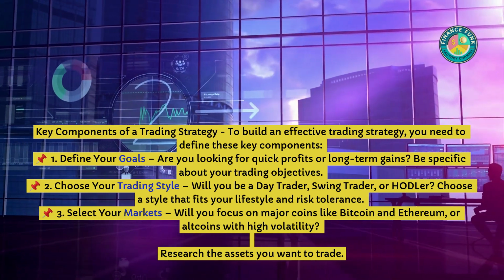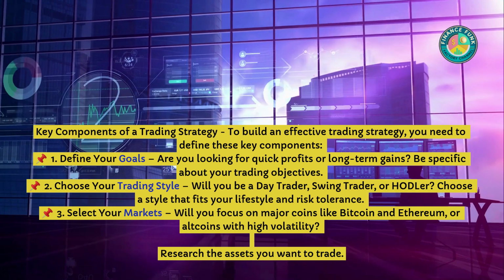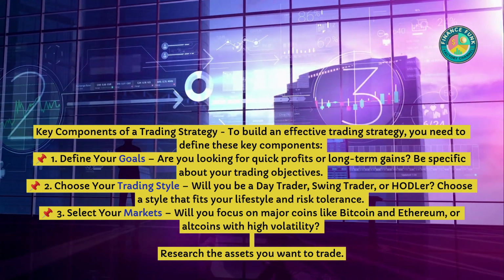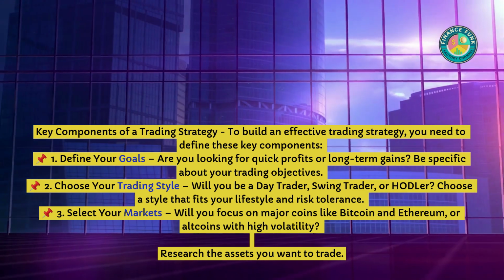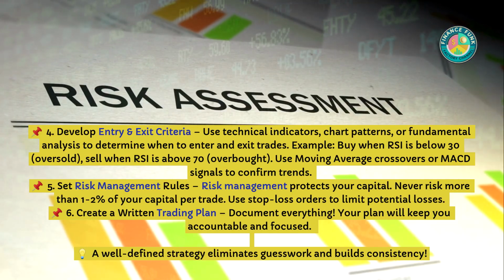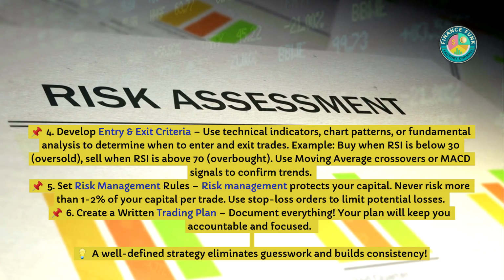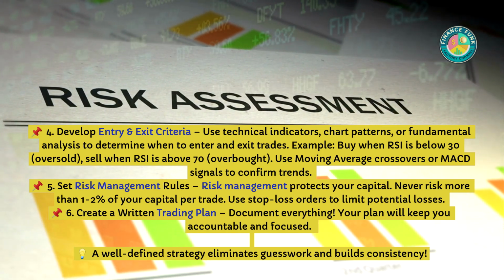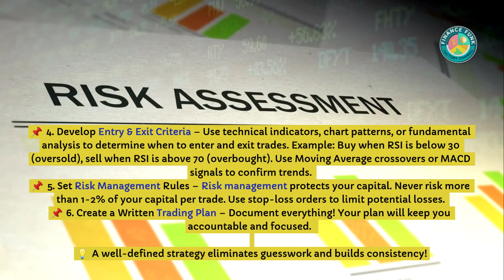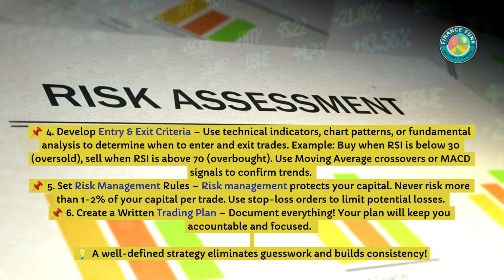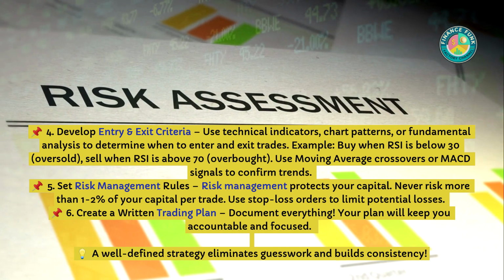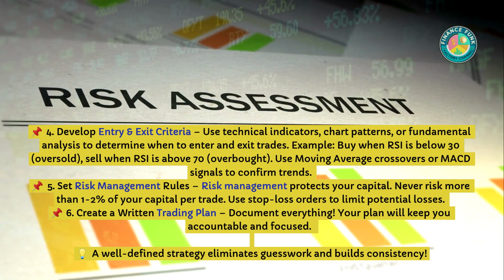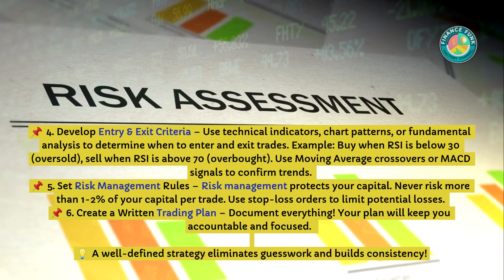3. Select your markets. Will you focus on major coins like Bitcoin and Ethereum, or altcoins with high volatility? Research the assets you want to trade. 4. Develop entry and exit criteria. Use technical indicators, chart patterns, or fundamental analysis to determine when to enter and exit trades. Example: buy when RSI is below 30, oversold; sell when RSI is above 70, overbought. Use moving average crossovers or MACD signals to confirm trends.